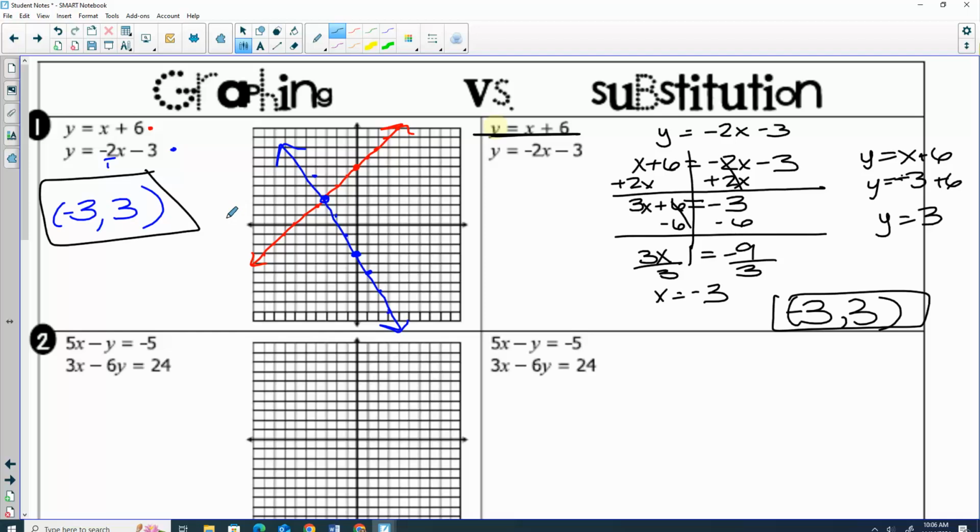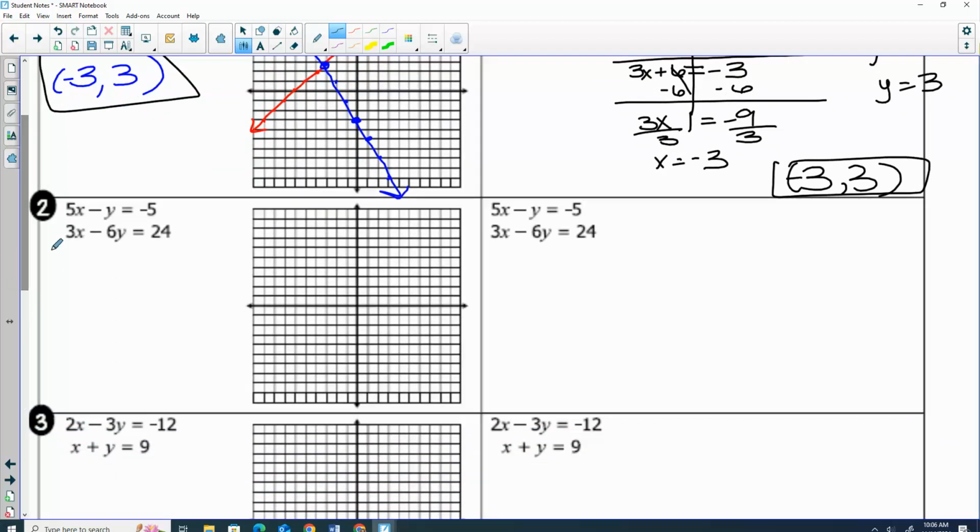Right. You need to know both ways. I could ask you to solve it either way. When you get to the EOC, you'll have to do these types of things both ways. They'll ask you to draw graphs. They'll ask you to show work for substitution. Okay. Number 2.